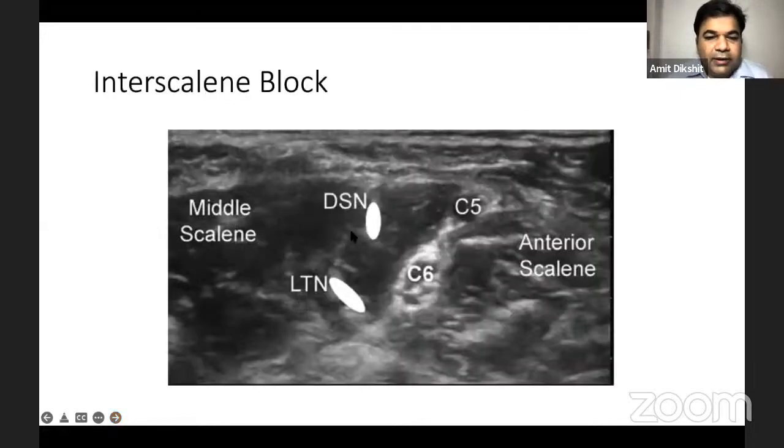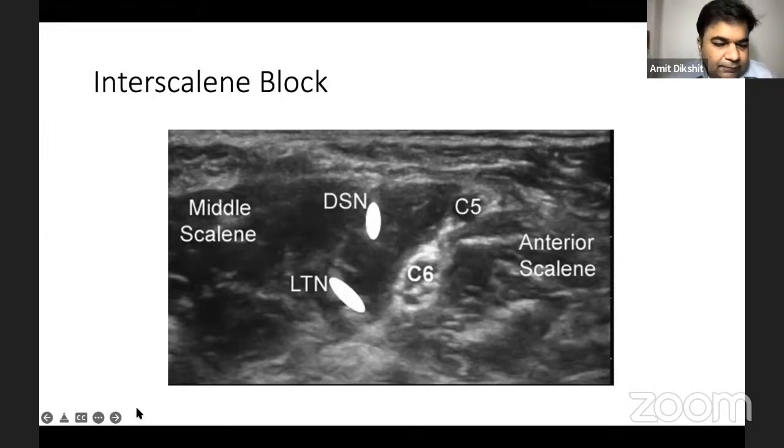So one of the complications is that at the time of needling, whether it is with PNS or with ultrasound, the dorsal scapular nerve and the long thoracic nerve, which lie in the middle scalene muscle, can get damaged. The black areas, these are the hypoechoic areas, and these are nerve fascicles, and we should not pass the needle within those compartments. It can cause nerve injury.